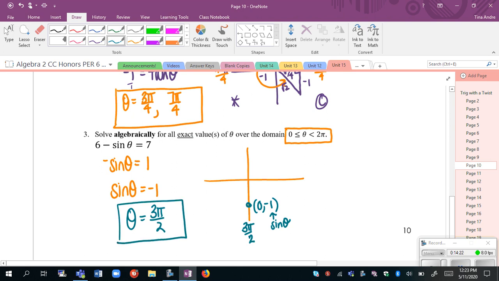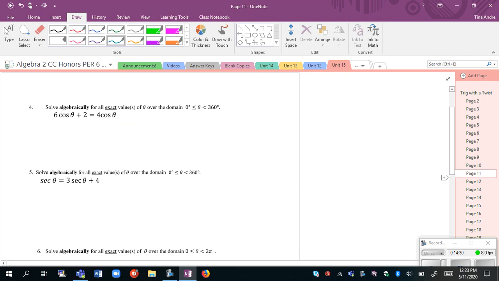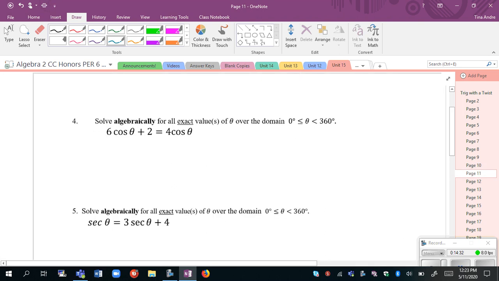So that's kind of a unique situation, and that'll be true anytime you see sine or cosine equaling 0, 1, or negative 1. So just some more practice here. So we go to the next page. Now we're looking at degrees again. So from 0 to 360. So again, isolate. So we have 2 equals, so subtract 6 from 4.